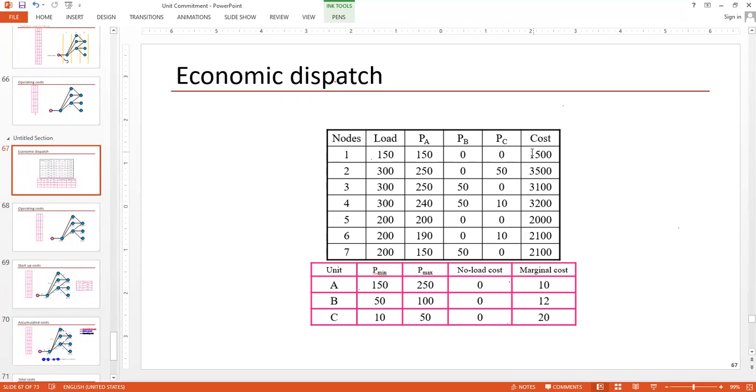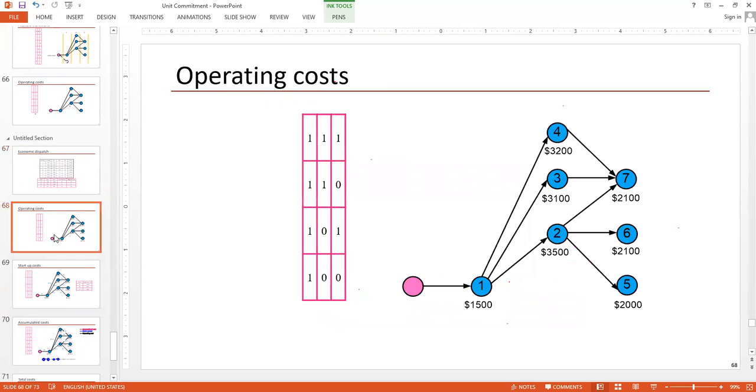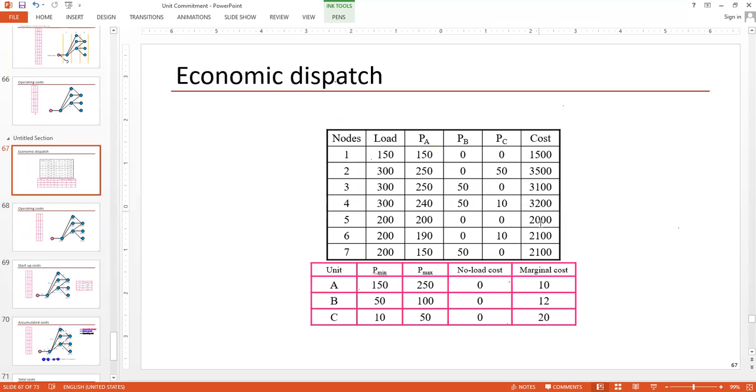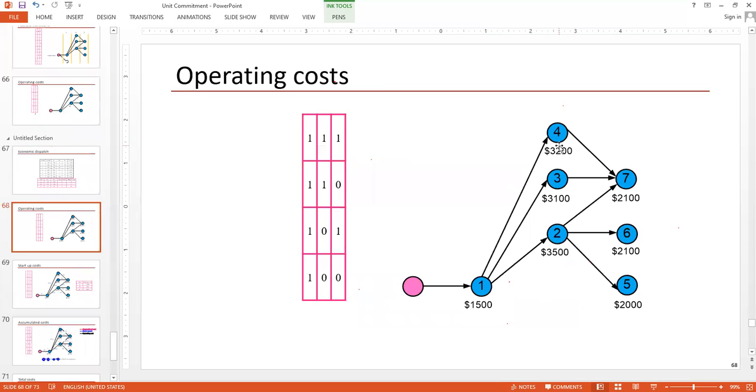all these costs. Remember, these are the production costs. Okay, all these are the production costs. So all these costs are actually associated with each of these nodes. Okay, for node 1 it is 1500, node 2 it is 3500, and so on. And we pick all these values from this list. Actually all these values are pasted here across each of these 7 nodes. So we know what is the production cost for each of these nodes.